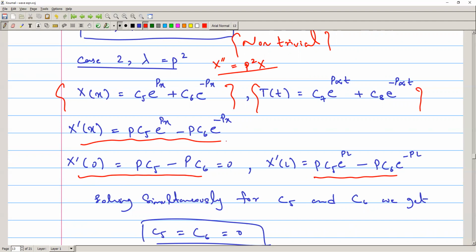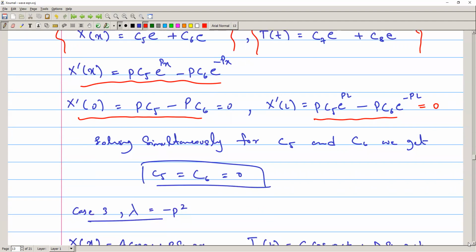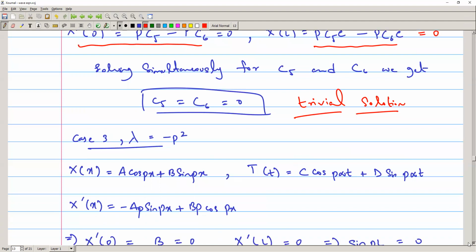So you can see that we have a system of homogeneous linear equations, so we can solve them simultaneously to find the value of c5 and c6. Therefore, when we solve these two equations, we will get c5 equals c6 equals 0, which means that our solution is trivial for this case, right? So this is not going to work for us. Therefore, we are moving to case 3.